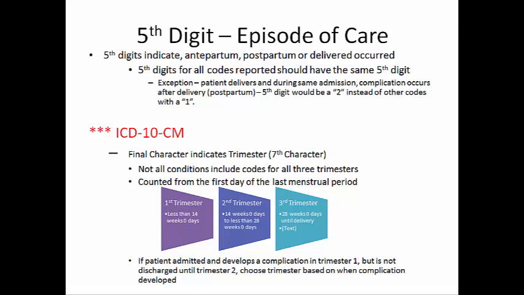In instances when a patient is admitted to the hospital for a complication of pregnancy and it happens during one trimester and they remain in the hospital into a subsequent trimester, the 7th character would be chosen for the trimester that complication occurred, not the trimester at the time of discharge.